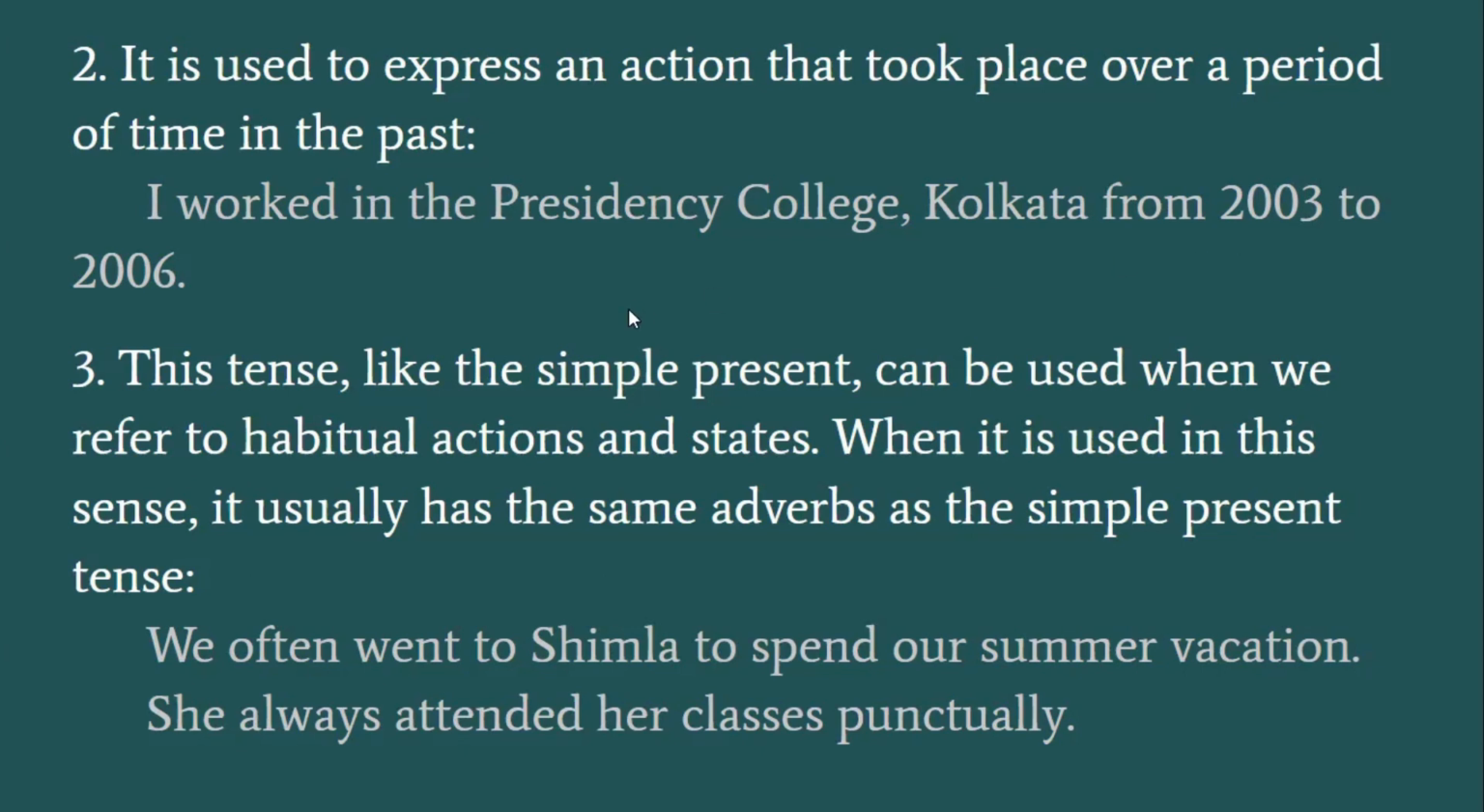Then we also use this, just like simple present tense, to talk about habitual actions and states, but in the past. It uses the same adverbs that we went through in the simple present tense video. If you have not gone through that video, I would suggest you go through it. So I can say, we often went to Shimla to spend our summer vacation. That is how I will use this to talk about a repeated action in the past.